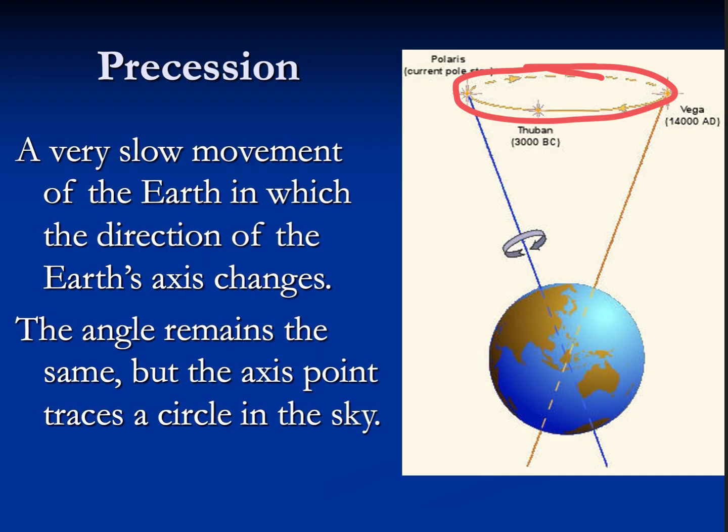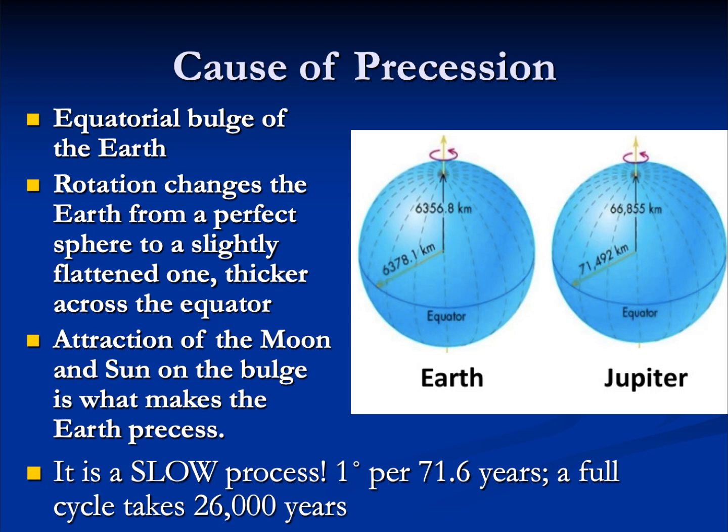The North Star actually changes over time. The North Star was called Thuban 3,000 years ago. It's Polaris now, and the North Star will be a different star called Vega in another 12,000 years. This wobble is called precession. Precession occurs because Earth is not a perfect sphere.